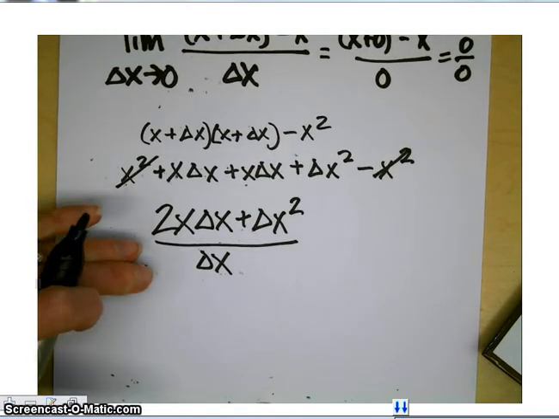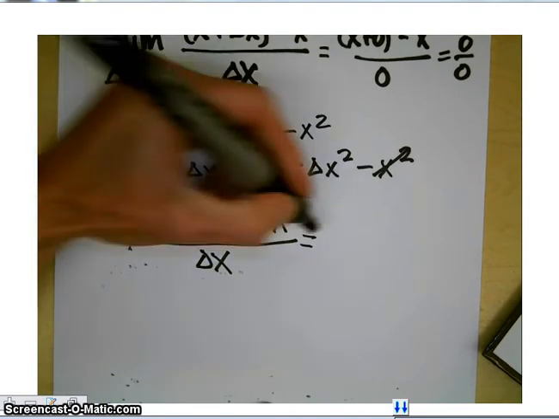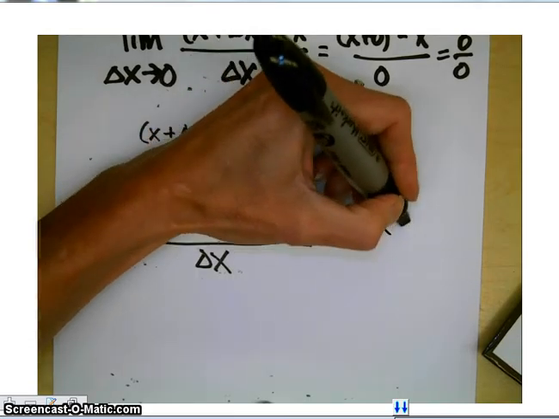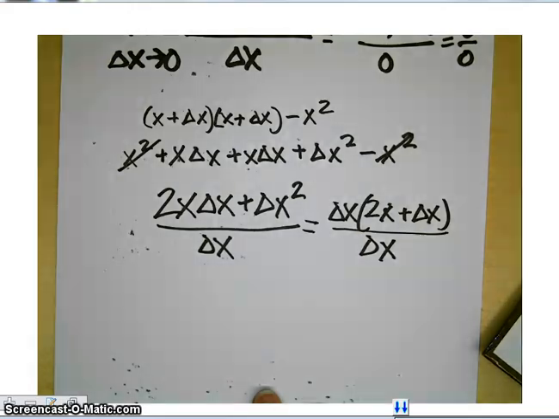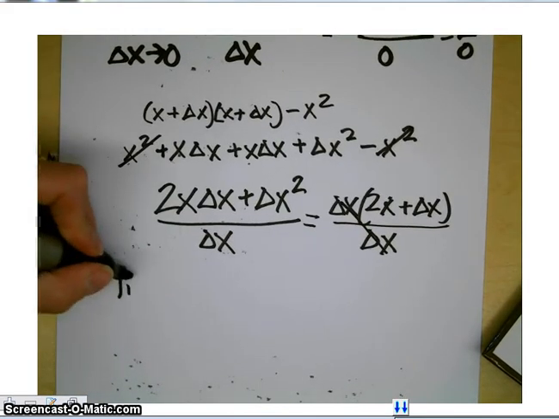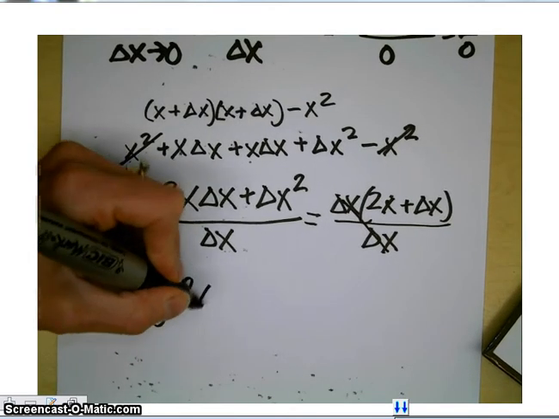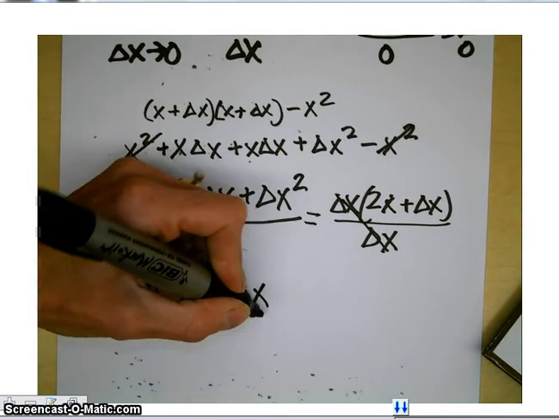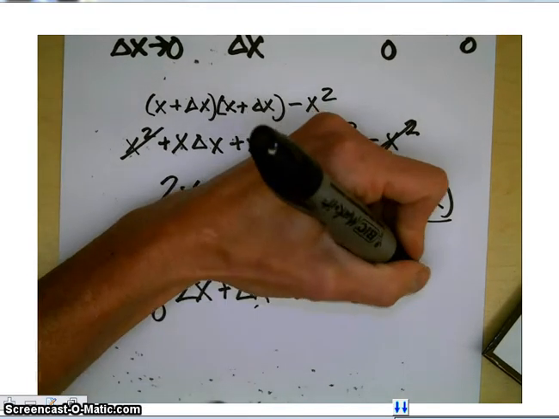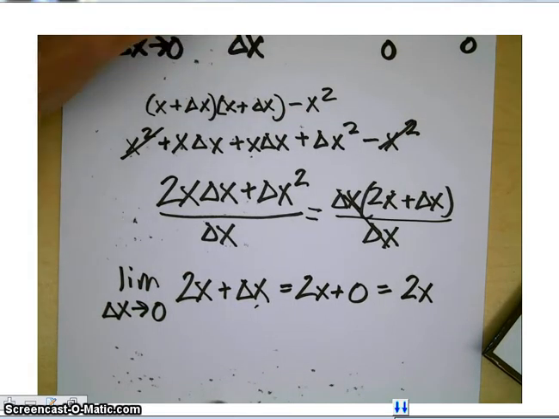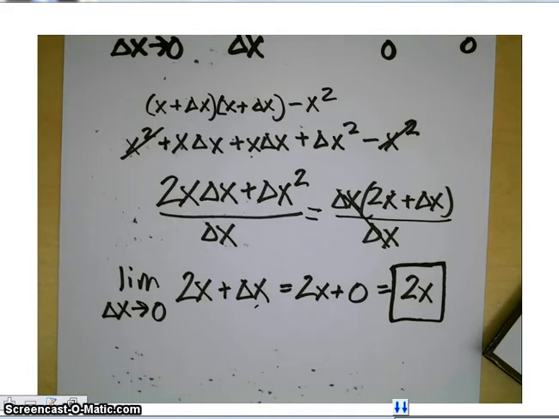Okay, I'm still not done simplifying this. I want to continue simplifying this. What can I factor out of the top? Delta x. All right. And now what can I do? Cancel the delta x. So now what function am I actually going to use substitution on now? 2x plus delta x. And when I plug 0 in for delta x, what is my answer? 2x. So the limit as delta x goes to 0 of this is actually just what? 2x. Okay, you don't have to get a number.